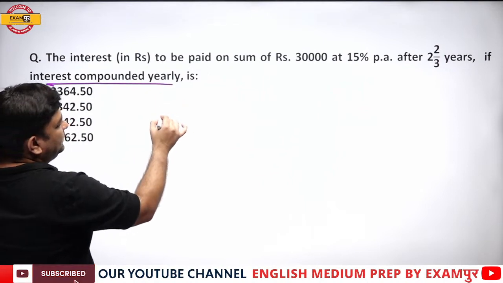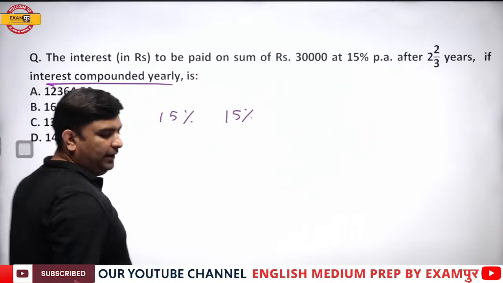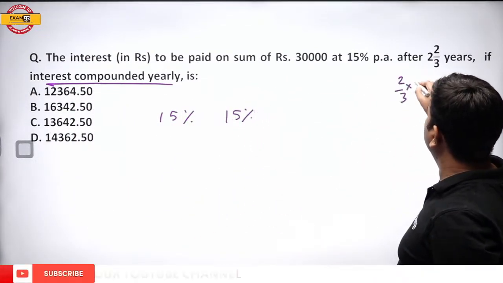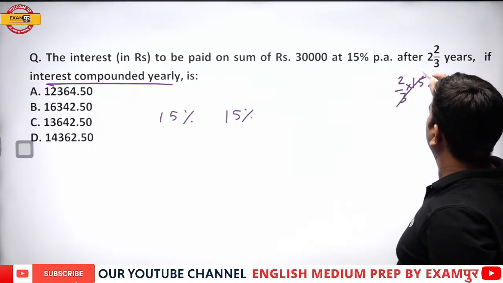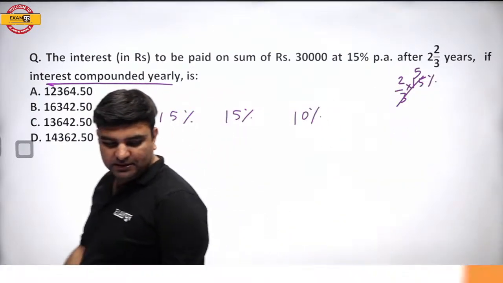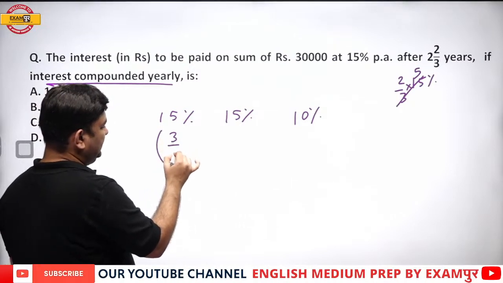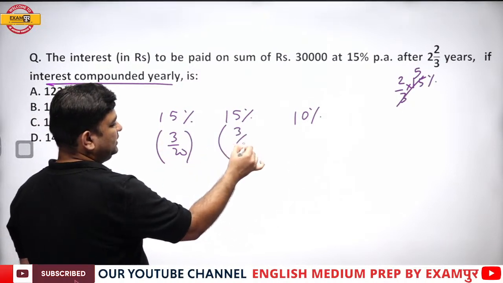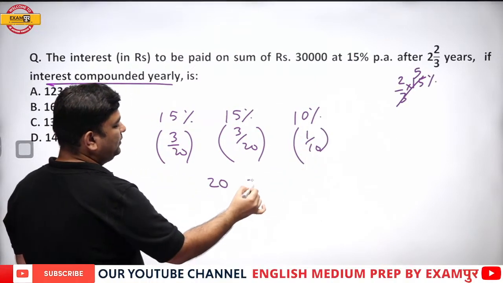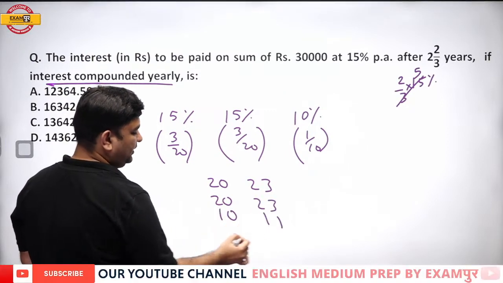Compounding done yearly. First year 15%, second year 15%, and third year 2 by 3 year. So 2 by 3 of 15% is 10%. So third year you will get 10%. 15% is 3 by 20, and 10% is 1 by 10. In the first year, 20 will become 23. In the second year, 20 will become 23. In the third year, 10 will become 11.